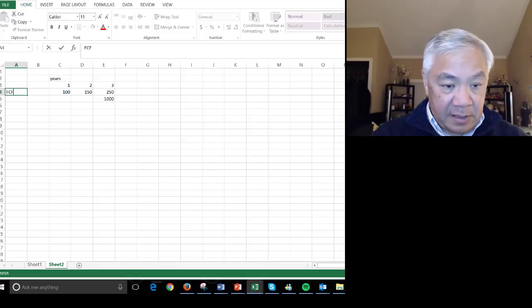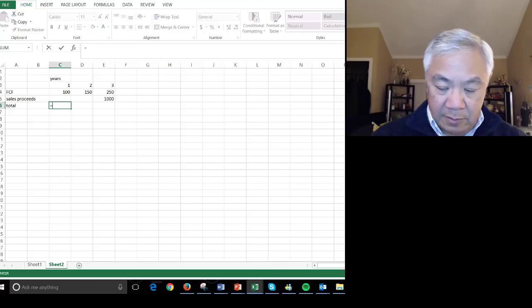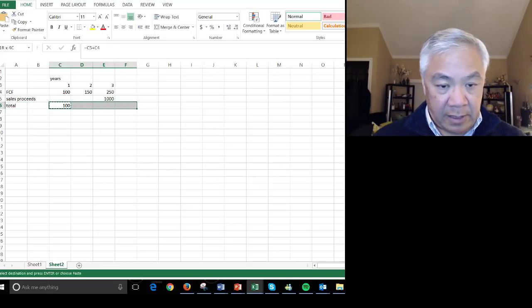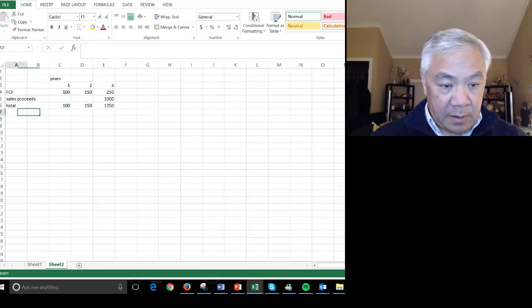These are FCFs, and this is the sales proceeds, and this is total. That equals that plus that. Copy, shift, enter. The WACC is 0.1.